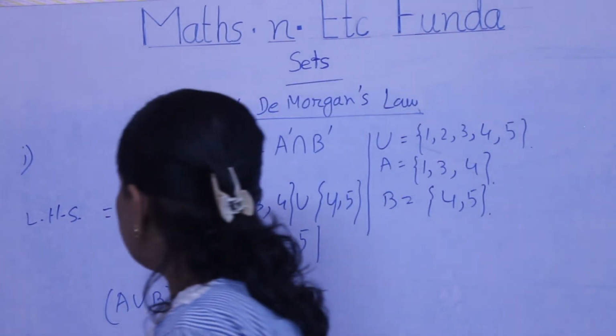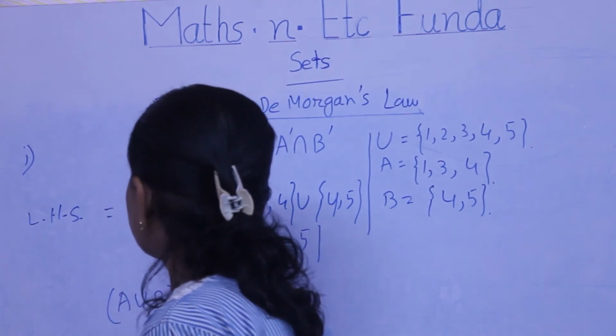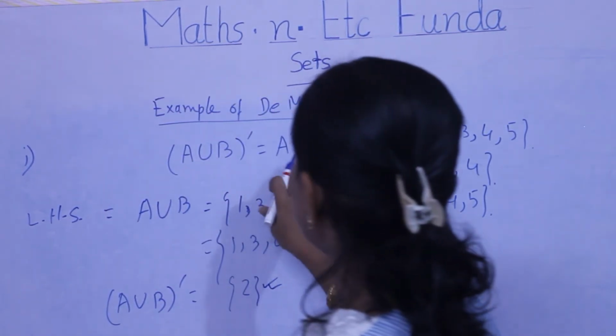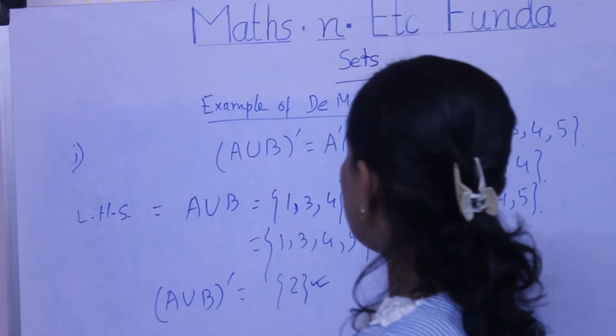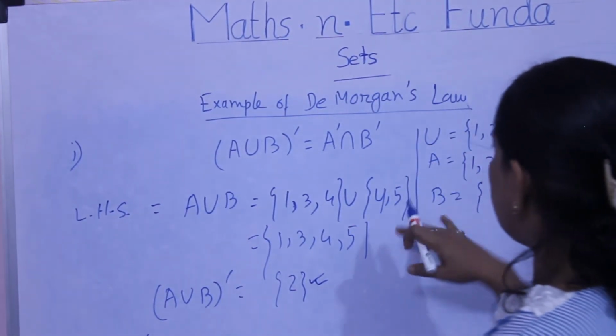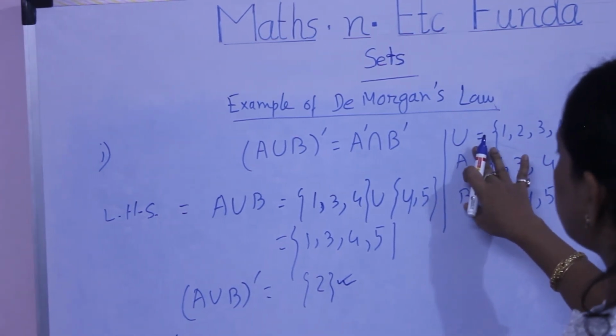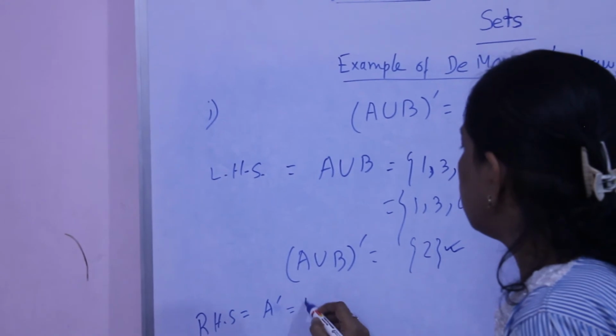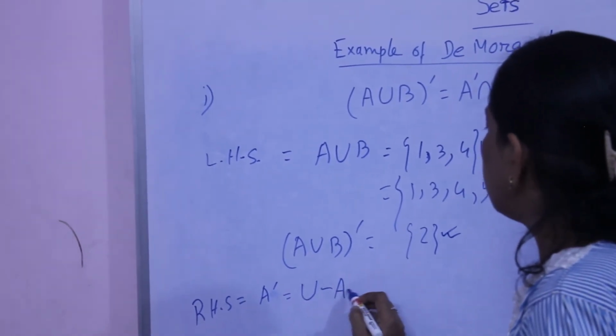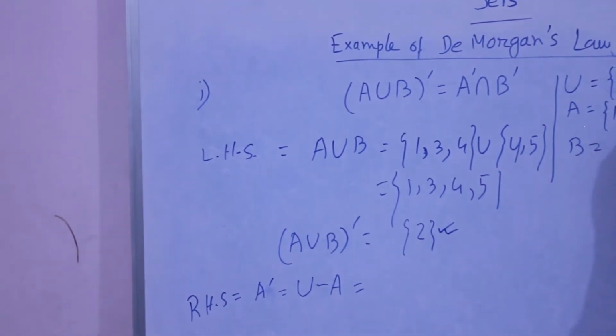For the right hand side, we first find A complement. So how do we find A complement? The elements present in the universal set but not in set A. So you can find it like this, universal set minus A. So it will be like this, 1, 2, 3, 4, 5.